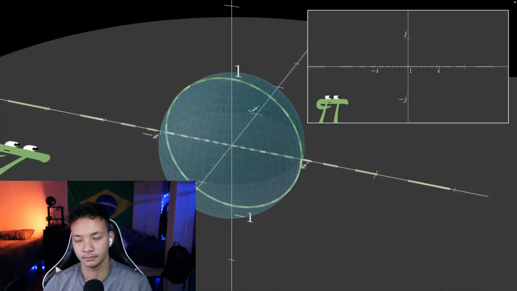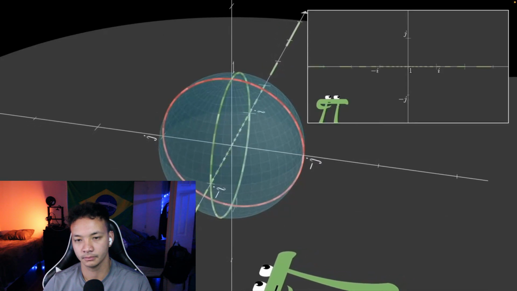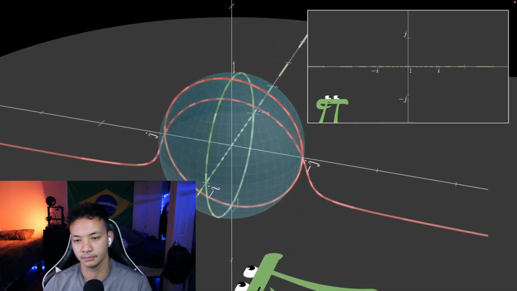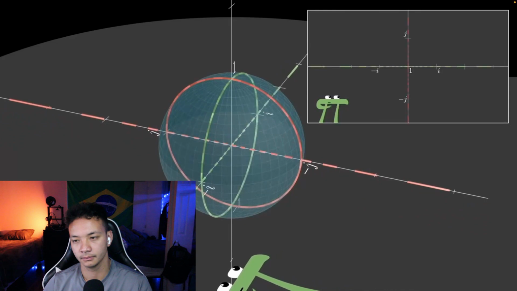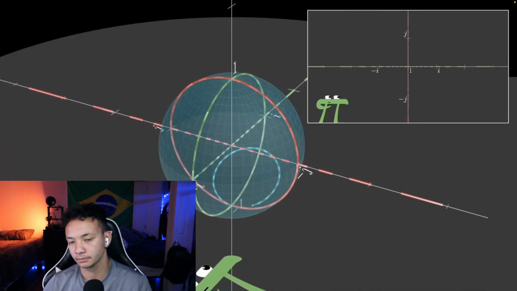Similarly, the circle that passes through 1, j, -1, and -j gets projected onto what he sees as a vertical line. And in general, any line that Felix sees comes from some circle on the sphere that passes through -1.